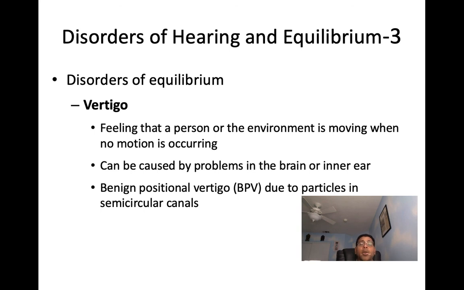Next, let's talk disorders of equilibrium. We talk disorders of equilibrium, no fun either. Vertigo is what we want to talk about. Vertigo is going to be a feeling that the person or the environment is moving when actually no motion is taking place. It can be caused by problems in the brain or the inner ear. We also have this condition called benign positional vertigo or BPV, and it can occur due to particles in the semicircular canals.